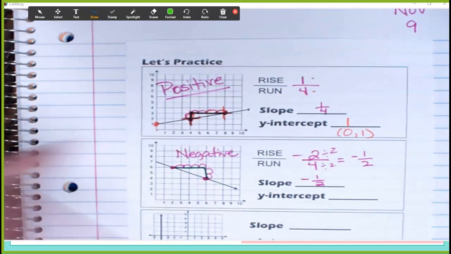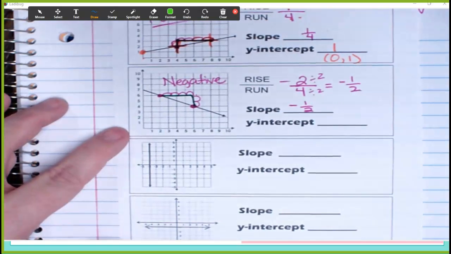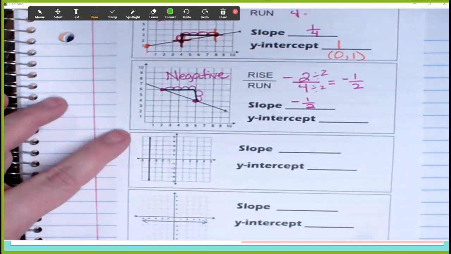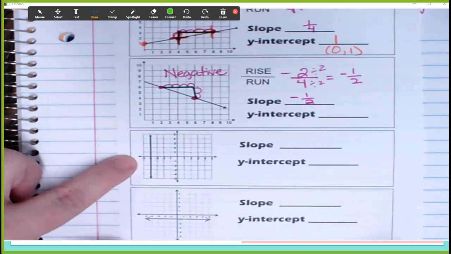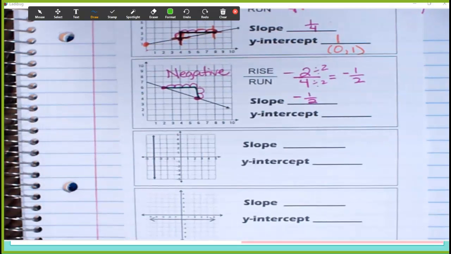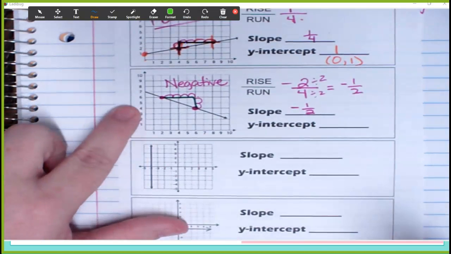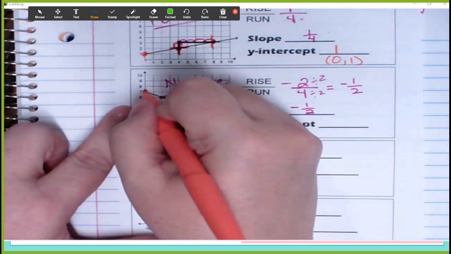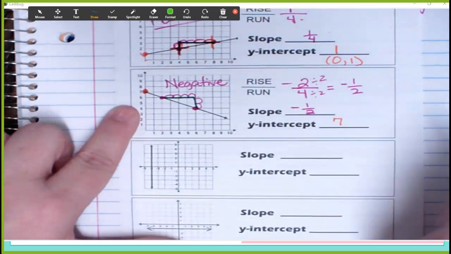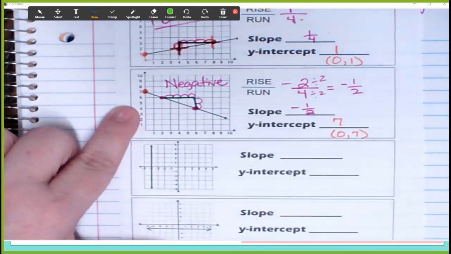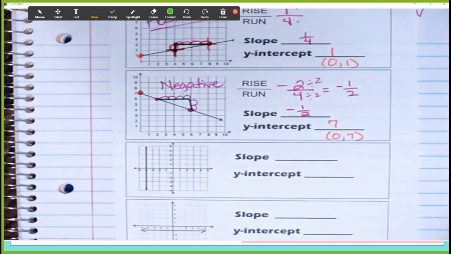All right, let's look at problem number 3. Oh, we didn't do Y-intercept. I am so sorry. Thank you. It crosses at 7. And if I needed to write that as an ordered pair, what would that be? (0, 7). Good.